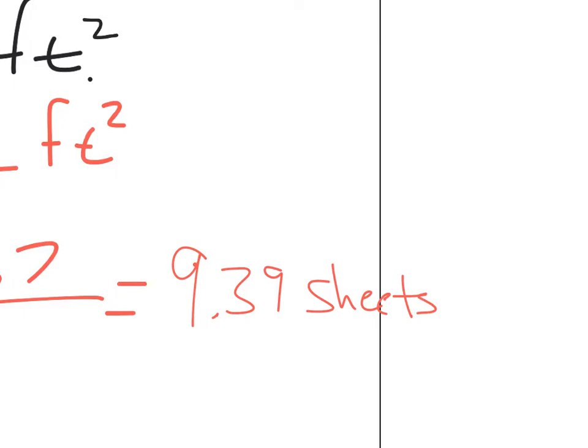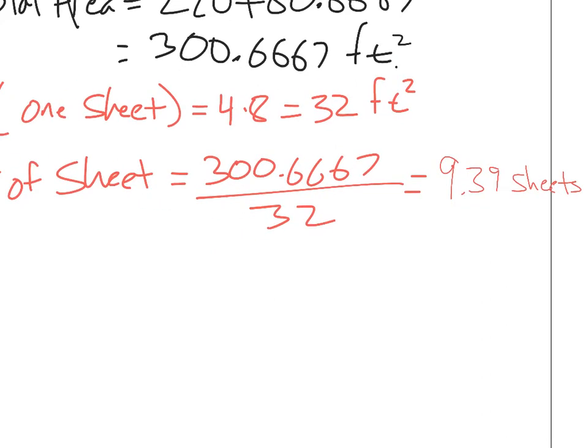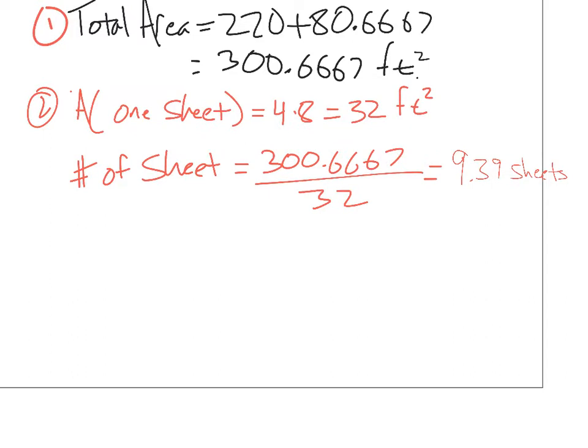Okay, no, you can't just buy a 0.39 of a sheet. You've got to buy the whole sheet of plywood. They're not going to sell you half a sheet. Well, they do have partial sheets, but we're going to buy full sheets is what we normally want. So we want this to be 10 sheets, okay?